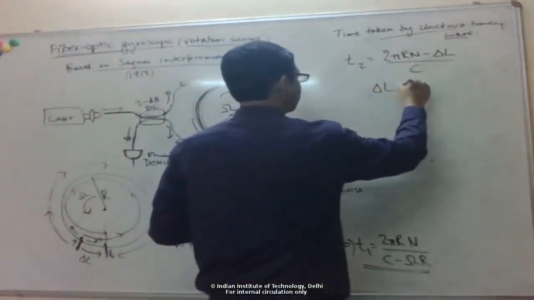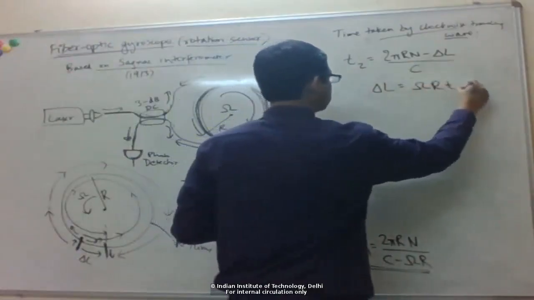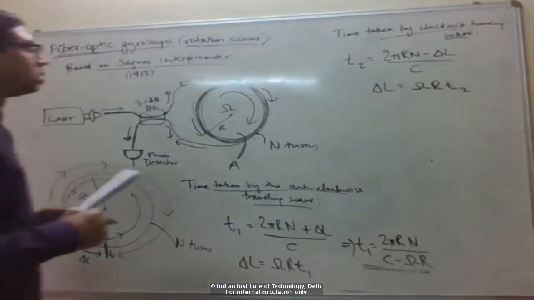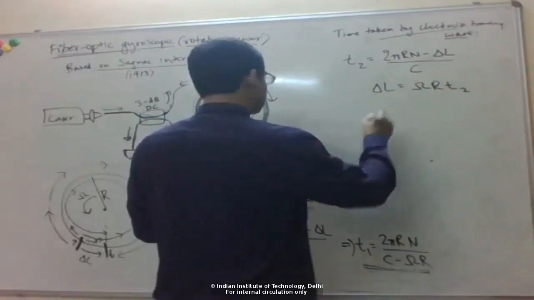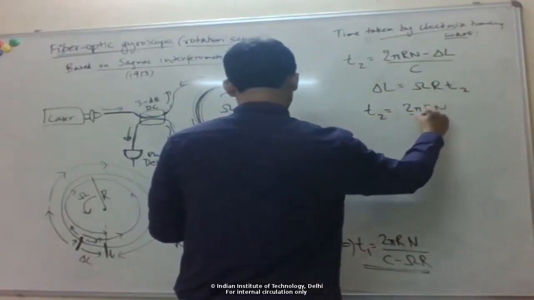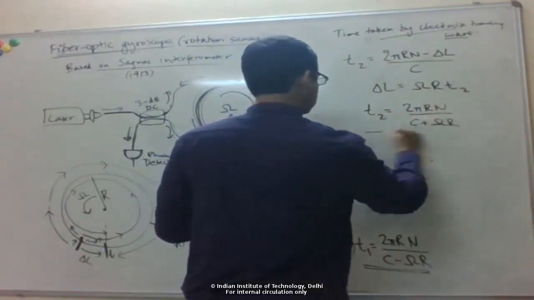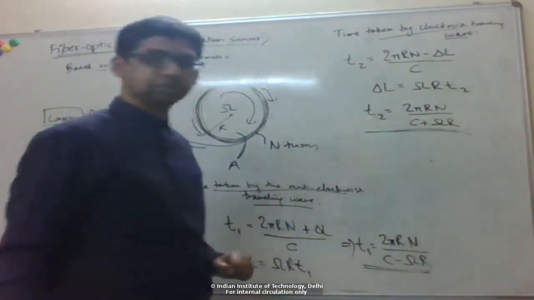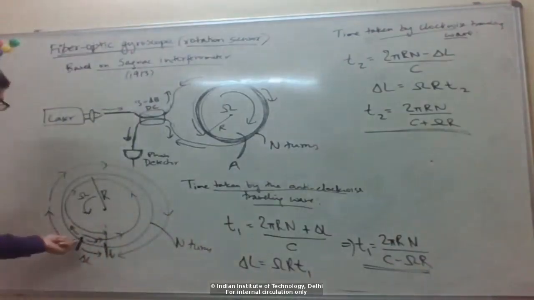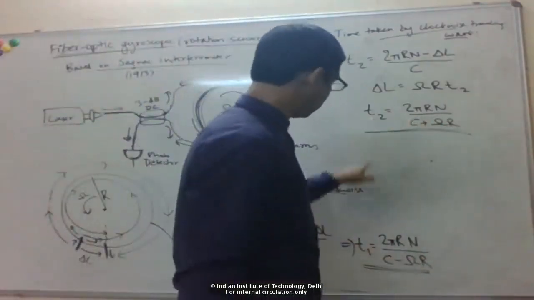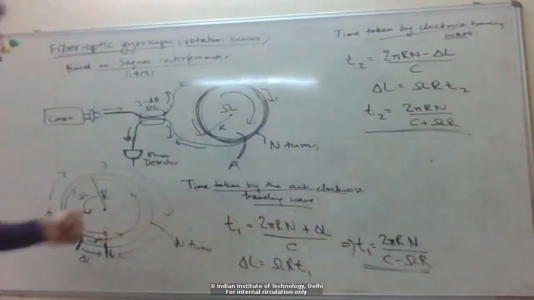And now again delta L I can write as omega r t2. So from here we solve for t2. Of course you can see t2 is smaller than t1, because it had to travel a smaller distance. So the denominator here you can see is bigger than here. So t2 is smaller than t1, which is what we expect.